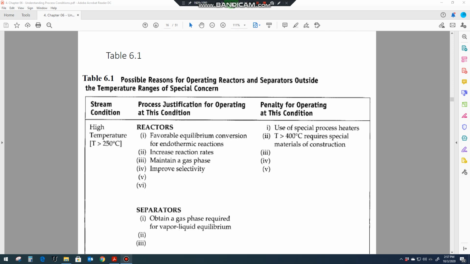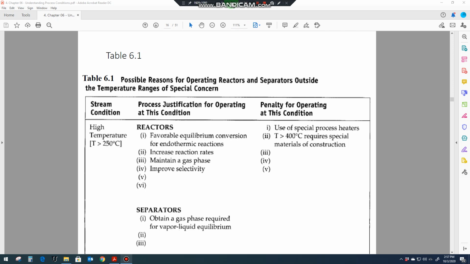So we were studying chapter number 6, which was about understanding process conditions, in which we mainly talked about the temperature and pressure conditions. And we have seen that there are some allowable conditions that can be easily achievable in terms of temperature and pressure. For example, the temperature range from 40 to 260 degrees centigrade.